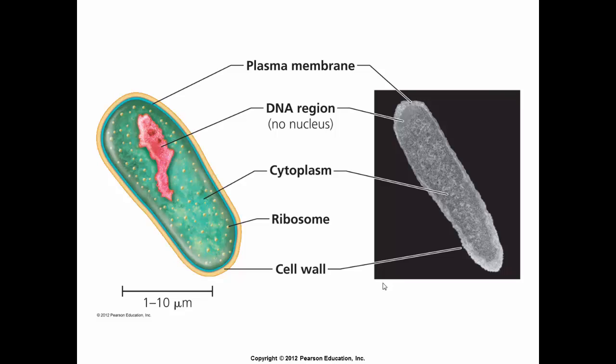Bacterial cells have different proteins than found in eukaryotes, and this is why antibiotics work: they target the prokaryotic protein and cellular components that are not found in the eukaryotic or in the human cell.